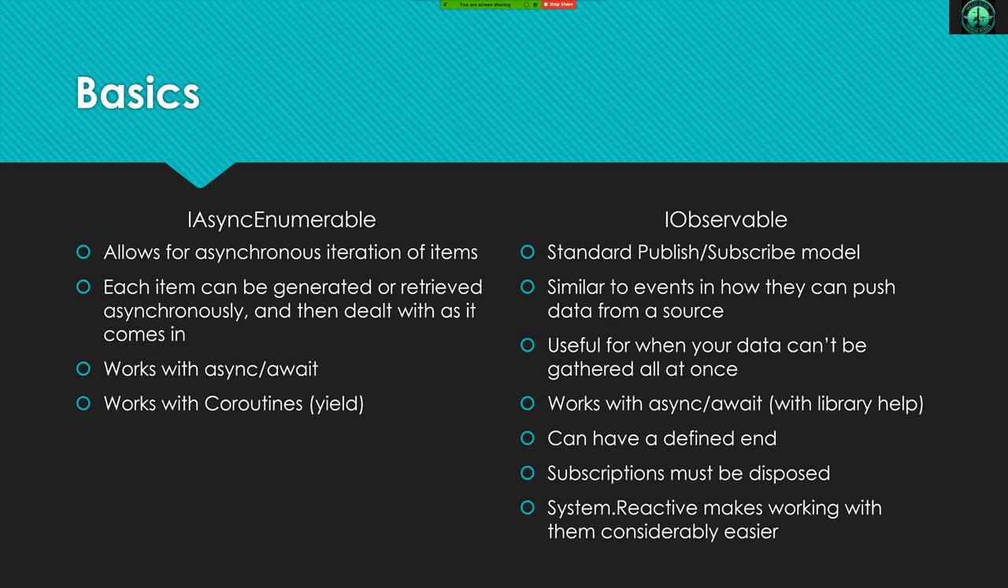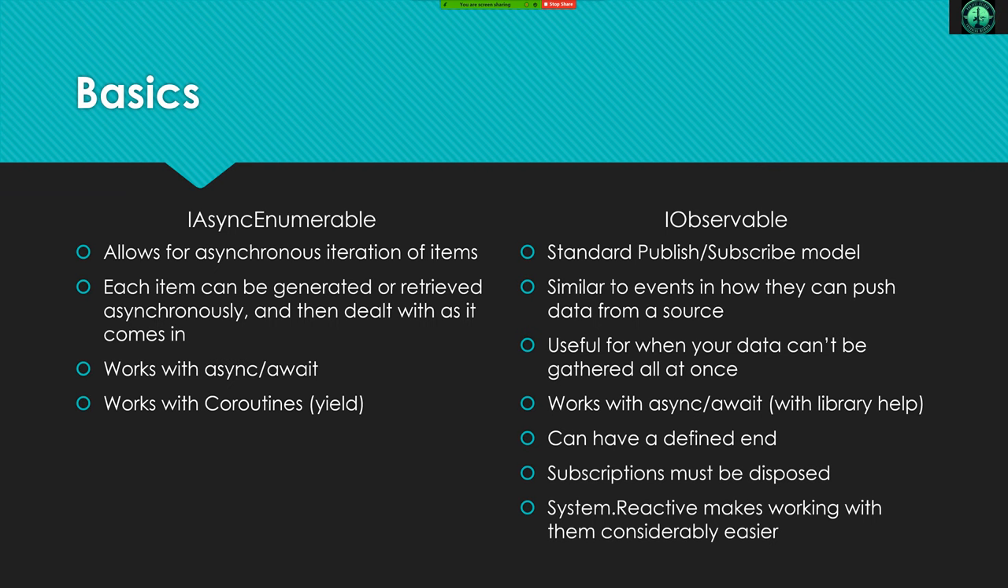For IObservable, it is a pretty standard publish subscribe model, wherein you have one publisher that is going to be providing the data, and you have one or more, or potentially no, subscribers for said data. The observable won't really be kicked off until you have at least one subscriber. However, once that subscriber is created, that data can just continue to run.